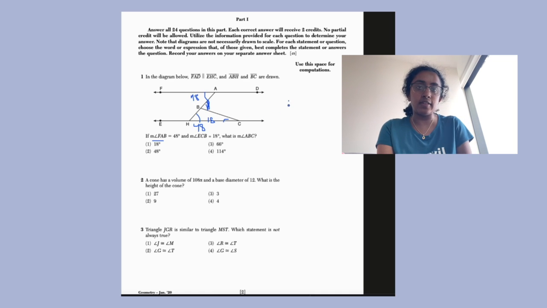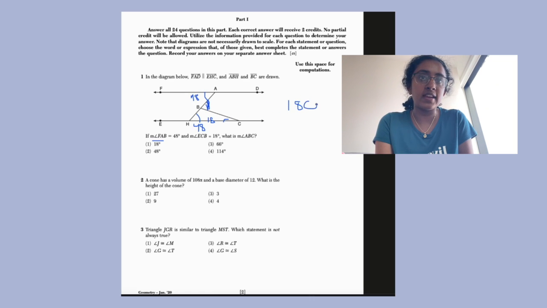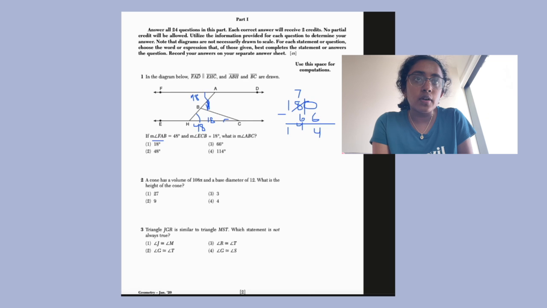And we also know that a triangle's angle measure is 180. So to find the other angle measure of this triangle, we would do 180 minus 66. So we would get 114. Oh, my bad, let me fix that. Okay, so this is 114.